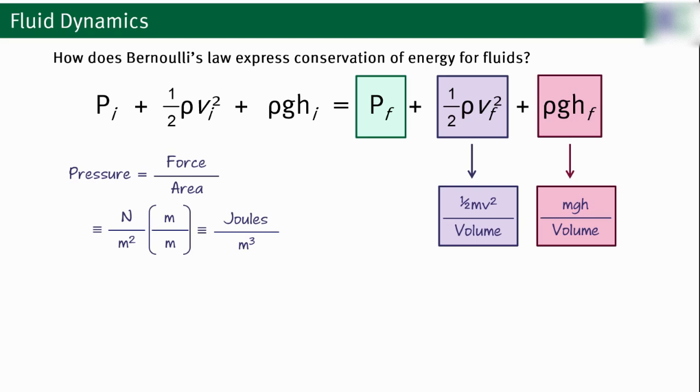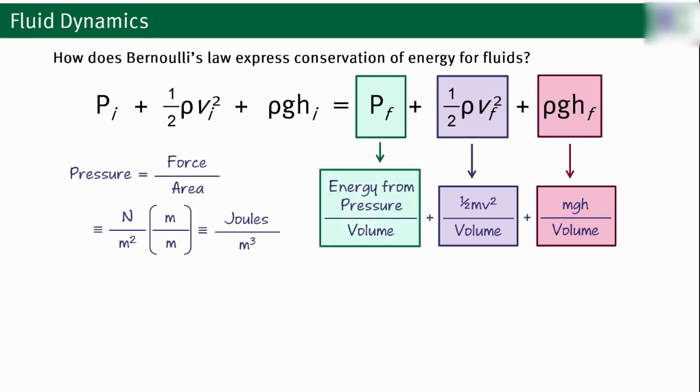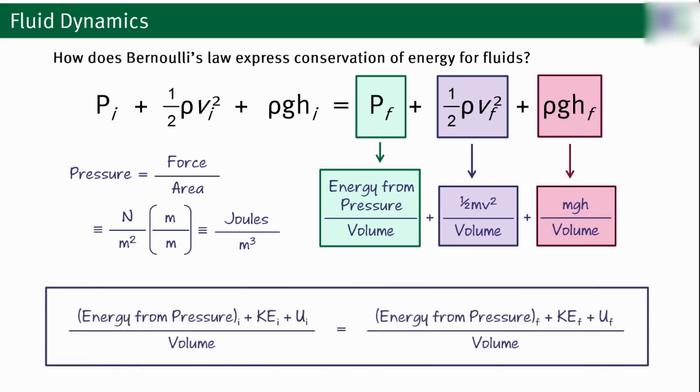So here we have another situation where we have a type of energy on top and meters cubed, which is volume, on bottom. Physicists sometimes refer to this definition of pressure as the energy density of a fluid. And so that pressure term itself can be broken down into a type of energy on top divided by volume on bottom. Taking all these ideas together, what we see is 3 different types of energy per volume on the left and 3 different types of energy per volume on the right. Bernoulli's law is literally another application of conservation of energy.